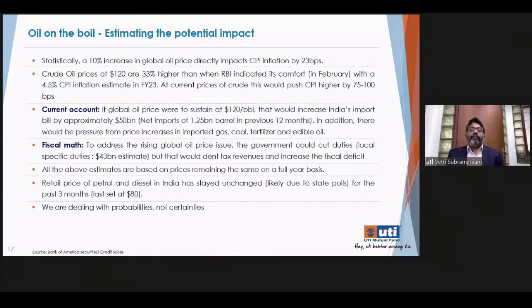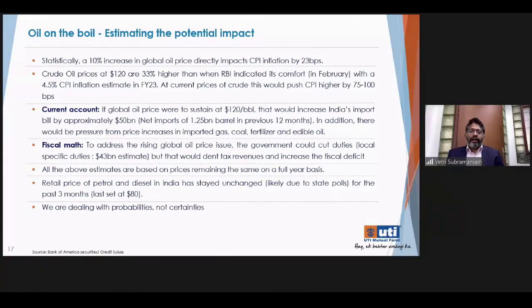The government could cut duties. Last year, from the specific duties on diesel and petrol, the government raised almost $43 billion. Obviously, they can't cut the entire thing because that would completely dent the fiscal. But there is some scope for readjustments in duties, and there is some margin. But yes, that would dampen the price increase and raise the fiscal deficit. So it's a very difficult decision to make about which way to go. All these sensitivity estimates are based on a full year basis. We're still waiting for the price of petrol and diesel to go up because it has not been done for 3 months, most probably because of the state polls. So it should happen in the next few days or weeks.